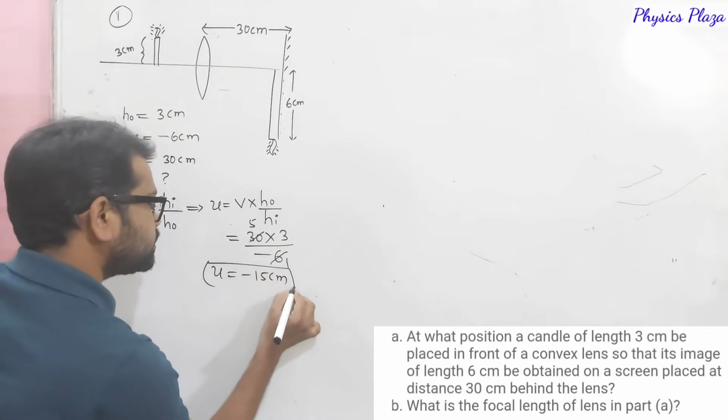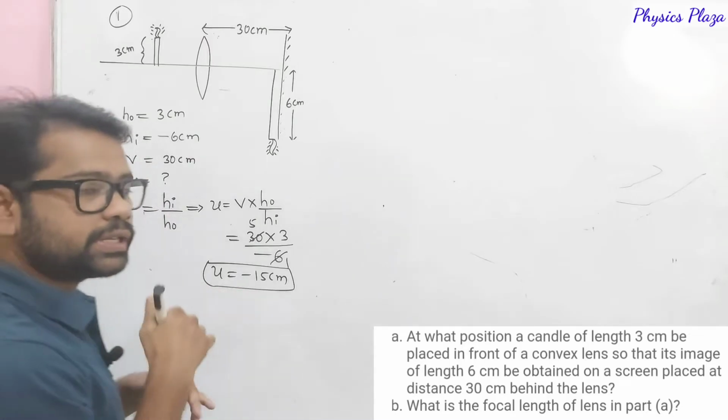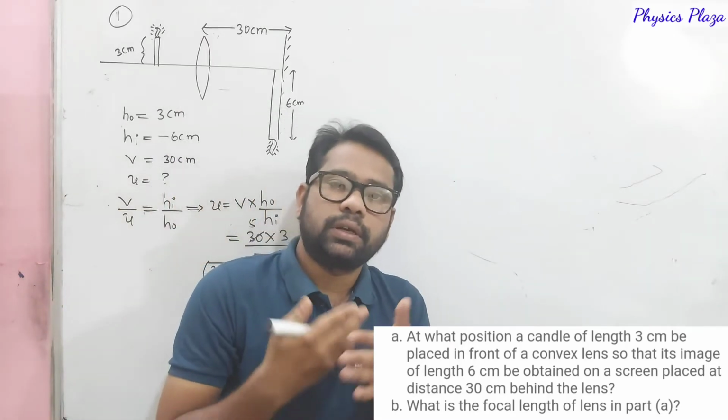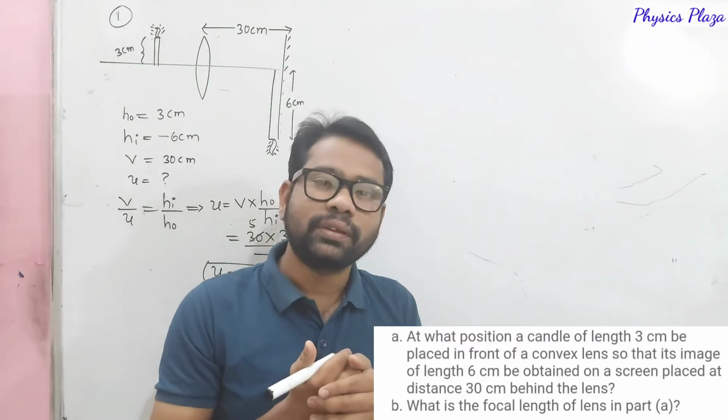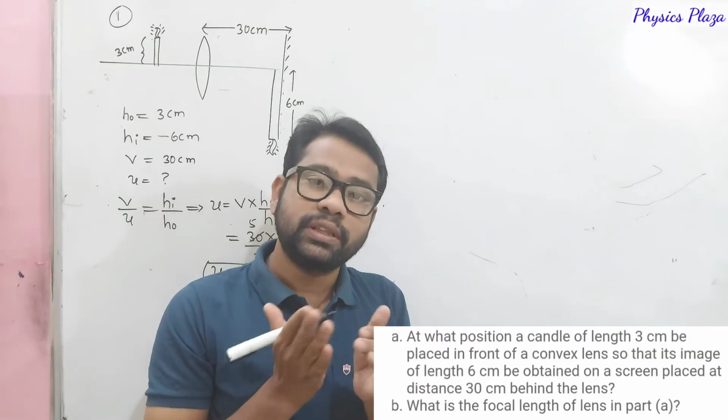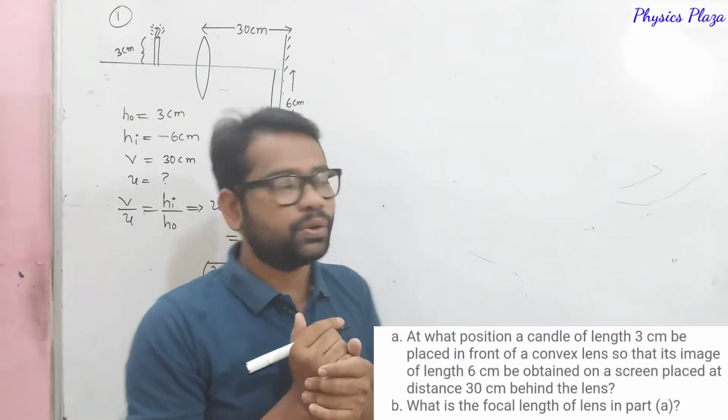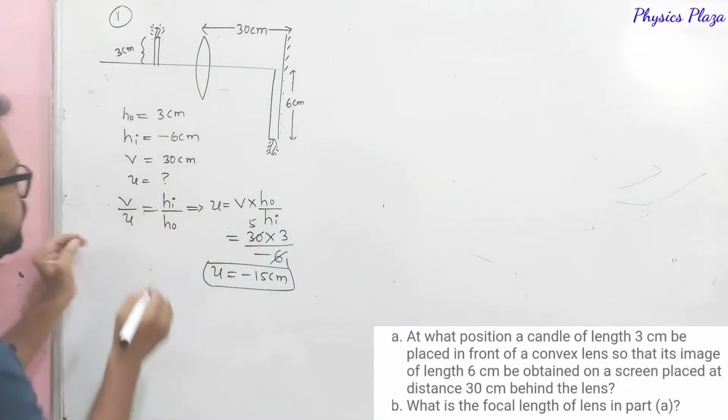Children, object distance is always negative only. Whether it is given in a question or not, we take it as negative only. When we calculate, we must get negative only, because object distance is always measured in the opposite direction of the incident ray. Okay, fine. This is the object distance, the first question.